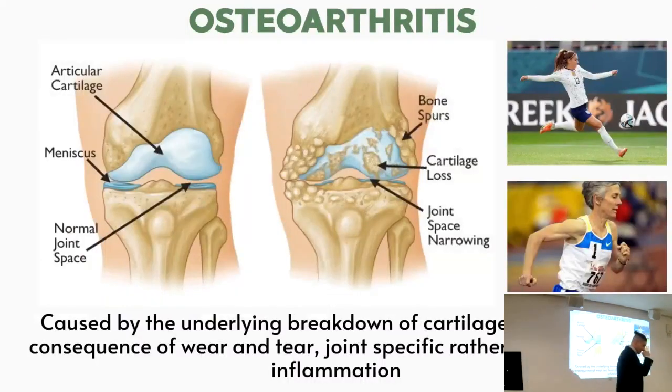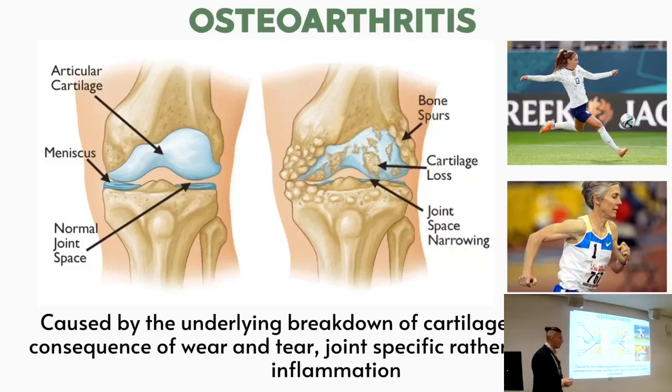Osteoarthritis is a different condition, so not the same as rheumatoid arthritis, which is systemic. Osteoarthritis is typically caused by issues around joints, okay? Usually caused by wear and tear. And I've got up here again a couple of athletes. Doesn't have to be female athletes, it can be any type of athletes.